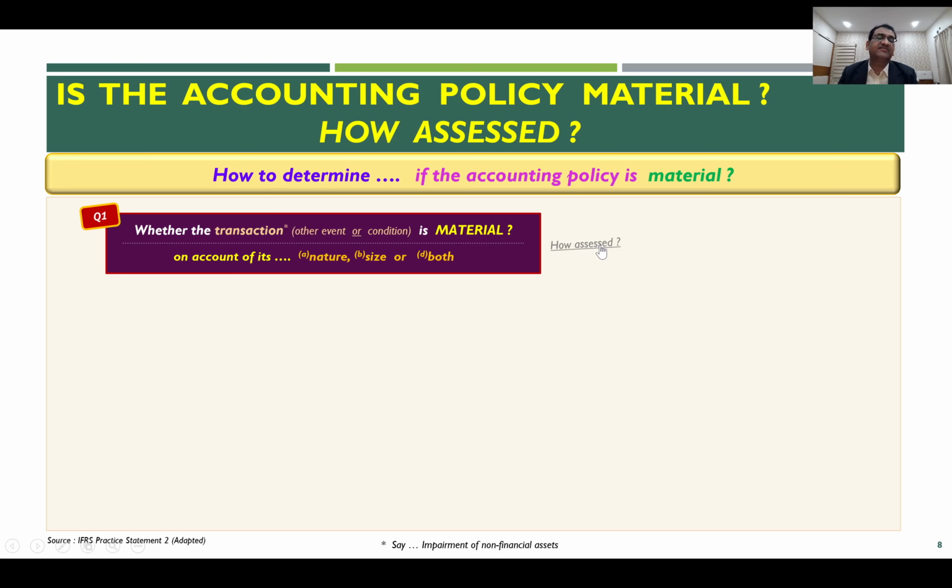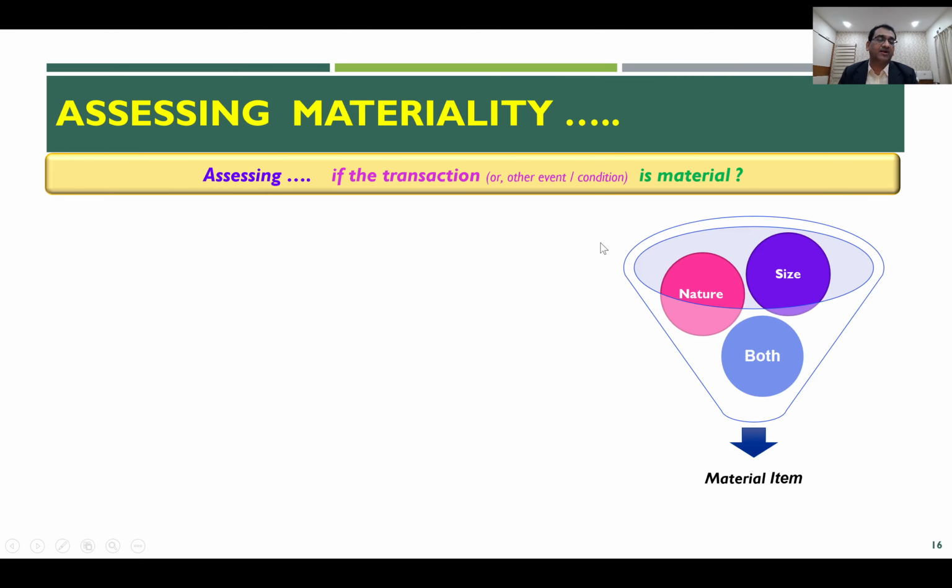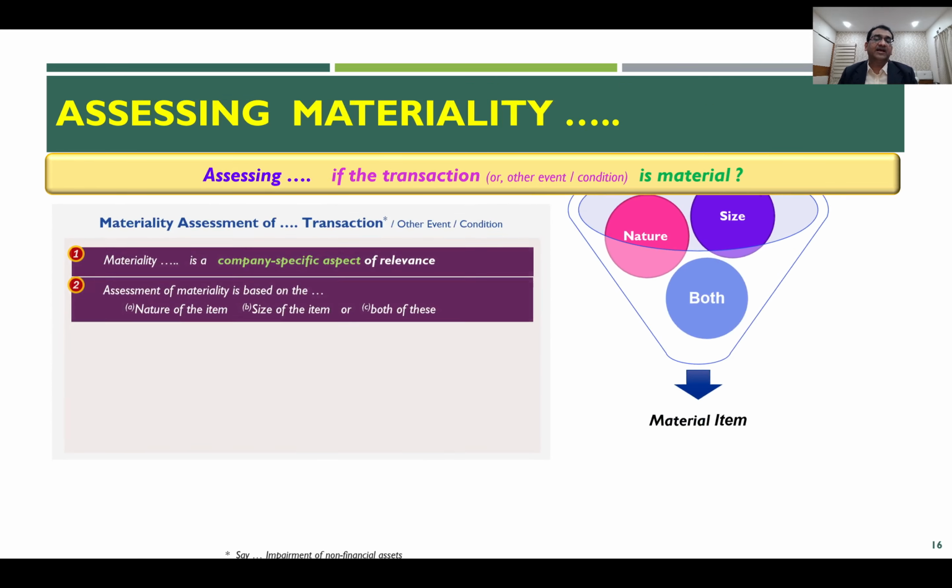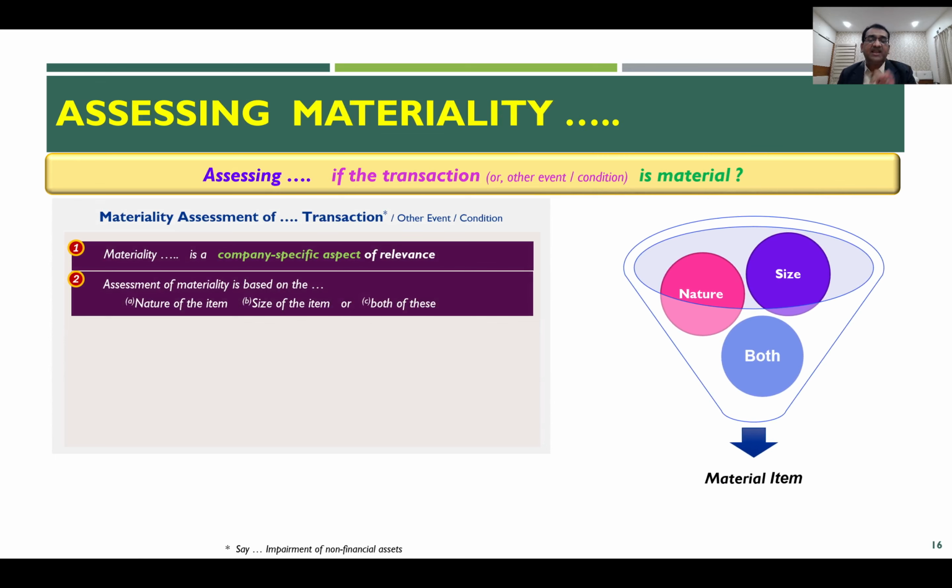Let me go to the linked slide to tell you how you assess whether the transaction in a particular case is material or not. As I mentioned, the materiality assessment is company specific and is based on the nature, the size of the transaction, or a combination of both. By looking at all of these factors, one needs to determine whether the transaction is material or not.